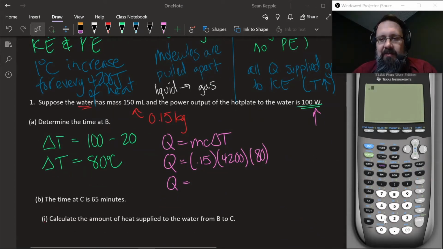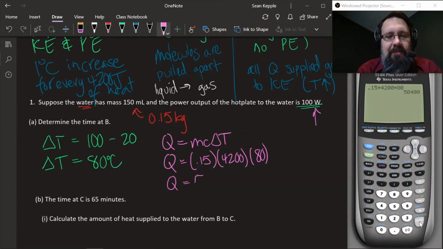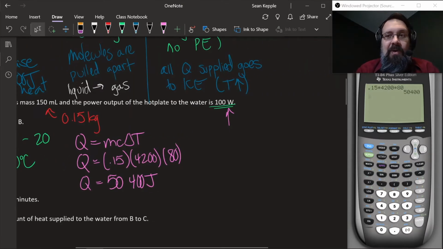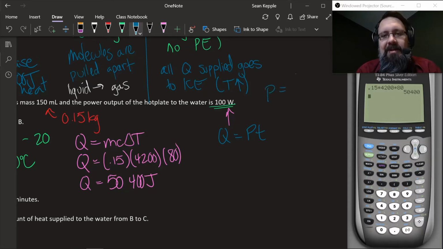Okay, so let's start on the calculator. So 0.15 times 4,200 times 80. That gives us 50,400 joules. Okay, so now we want to turn that into a time. What we know is that Q is equal to power times time. That just comes from the idea that power is energy over time. And so we know that the amount of heat that we get is the power multiplied by the time. Well, we know what the heat is. We know what the power is, so we can find the time. So from this, we can see that the time is simply the heat divided by the power.